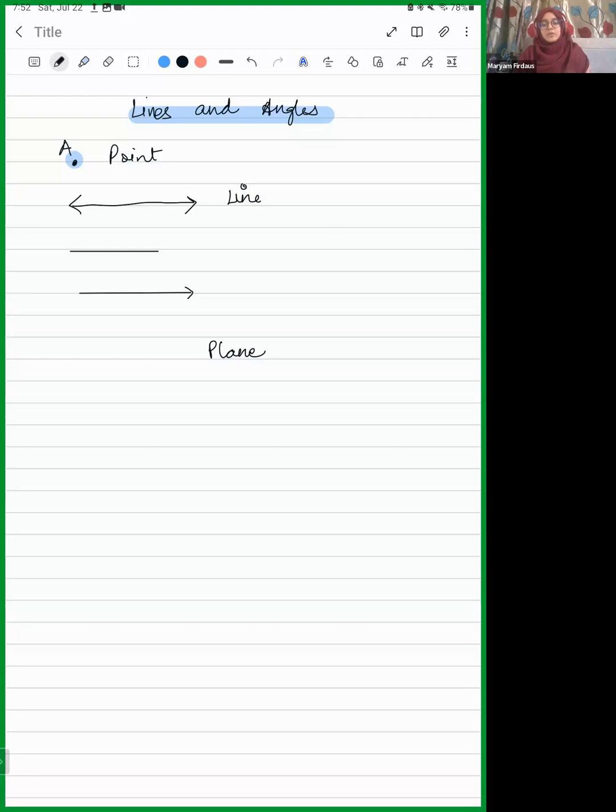Okay, type it in the chat box if you're not able to unmute. And Munir, what about you? What do you think the second figure is? Munir. I don't know.